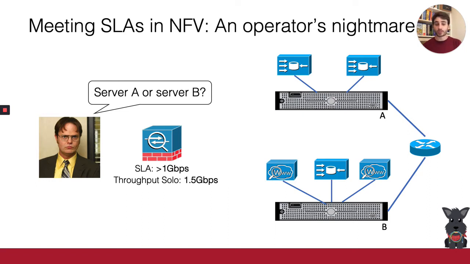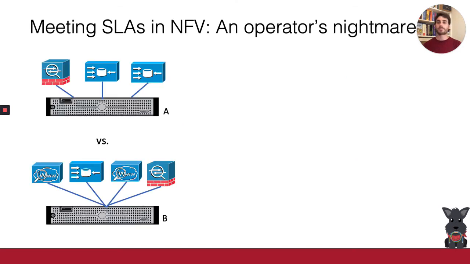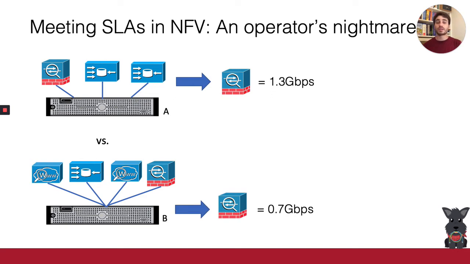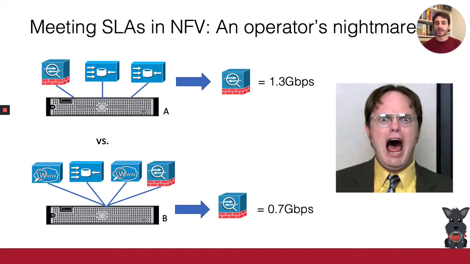The firewall throughput, if it runs solo on either server, would be 1.5 Gbps. Dwight tries both options before deciding where to spawn the firewall. He first tries server A, and he sees that the firewall can process 1.3 Gbps of traffic with no problem. He then moves to server B, and despite having followed standard deployment assumptions for NFV, he sees that his firewall can only process 0.7 Gbps of traffic, almost 50% lower than running it on server A. Dwight is extremely confused.